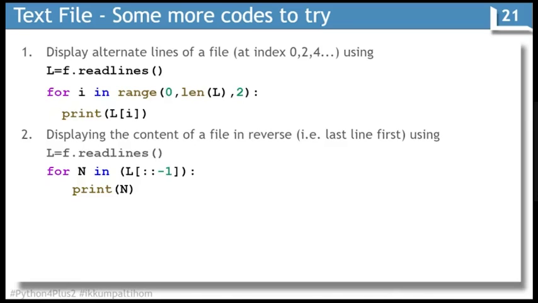The second problem is displaying the content of a file in reverse order. That means last line first and first line last. In that case, we'll be reading the entire content of the file, and we'll be running the loop in the reversed order with the help of slicing. So it will read the last string first and the first string last.